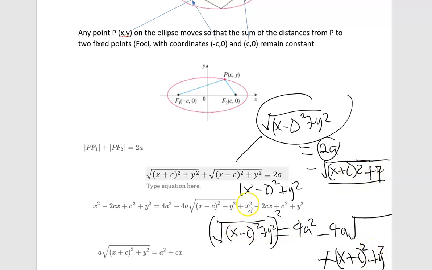On the left hand side, we get x minus c squared plus y squared because the radical goes away. If you expand that, what do you get? x squared minus 2xc plus c squared plus y squared, and that's this. On the right hand side, you have 4a squared, the twice-the-middle-term, and then the square with the radical gone, so you are left with x plus c quantity squared plus y squared. If you expand that, you get x squared plus 2xc plus c squared plus y squared. This is what you get.